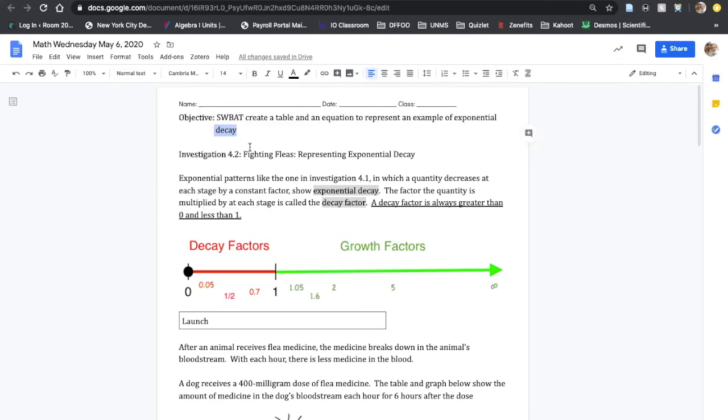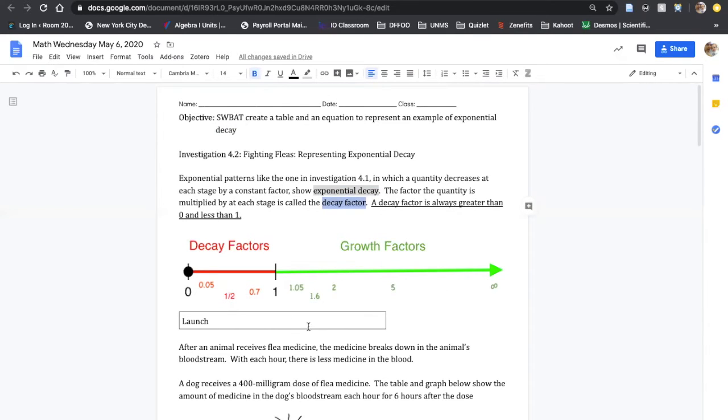And the example that we saw yesterday was actually an example of that, right? When we talked about the area of the pieces of paper, the area got smaller and smaller, and you saw that you were multiplying by 1/2 or 0.5. So an example like that, we don't call exponential growth, we call exponential decay, right? And instead of talking about growth factors, we talk about decay factors. So a decay factor is always greater than 0 and less than 1.